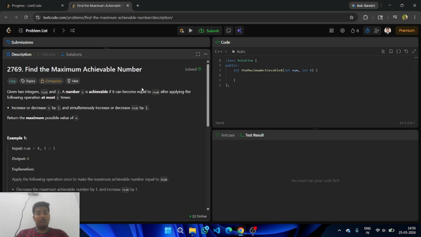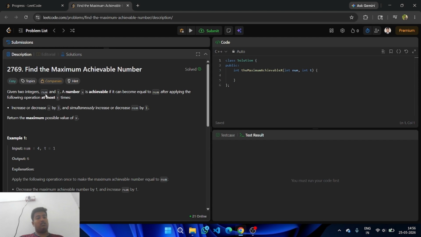Today I shall solve LeetCode problem number 2769, which is Find the Maximum Achievable Number. This question is an easy level question on LeetCode, and let's start with the problem statement.